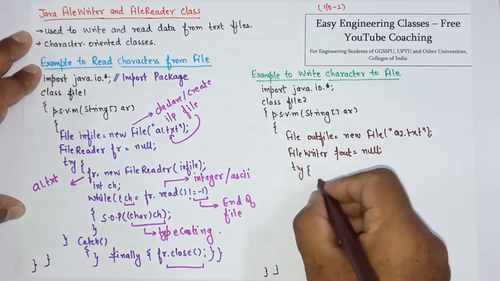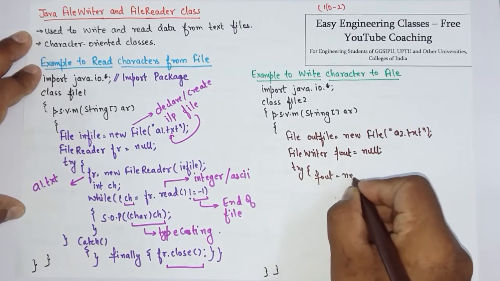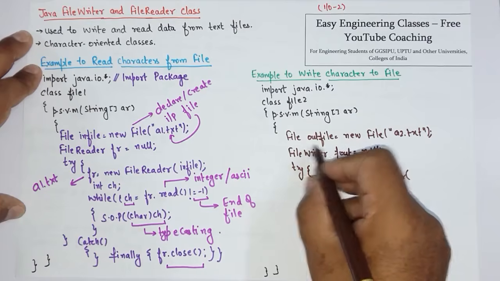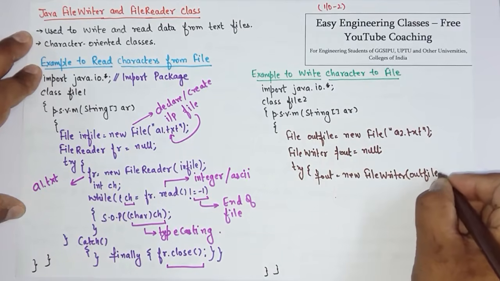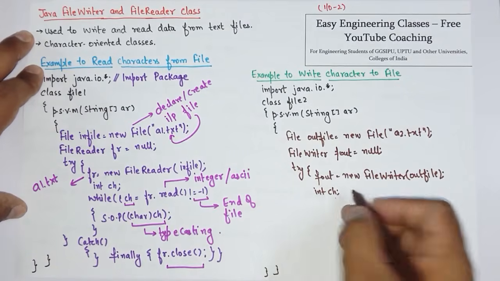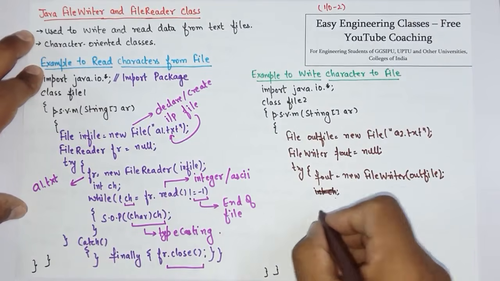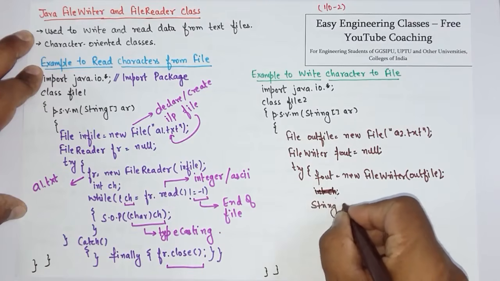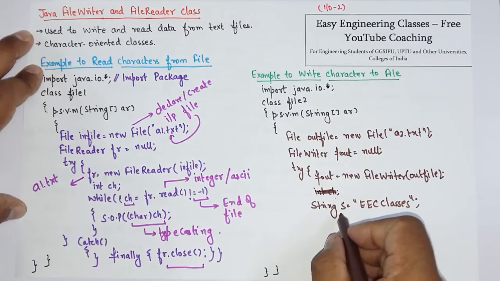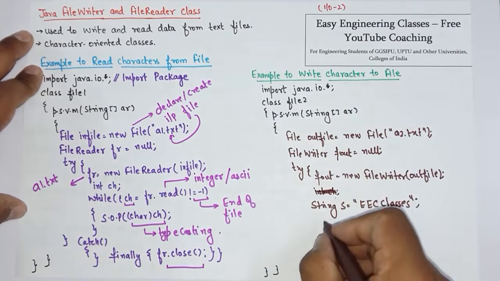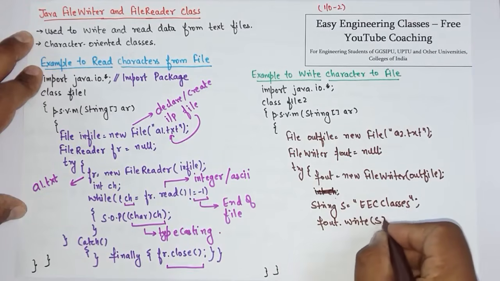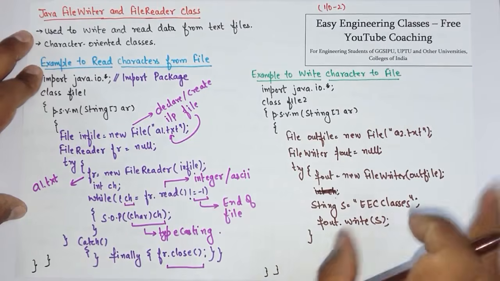Then again a try block. fout is equals to new FileWriter, and associate this object outfile. Suppose the string that I want to write is String s is equals to EEC classes. I want to write the value of this s inside this file, so I will simply write fout.write and pass this variable s. Then again catch and finally block.